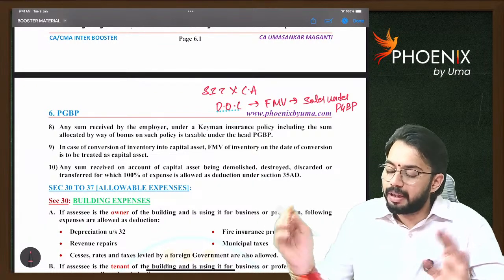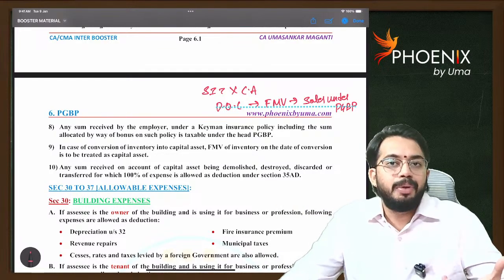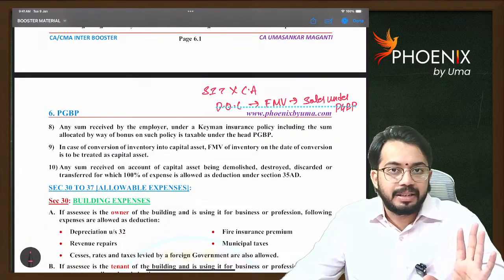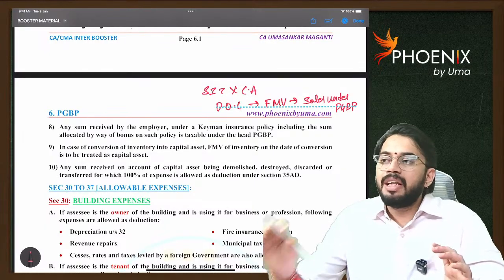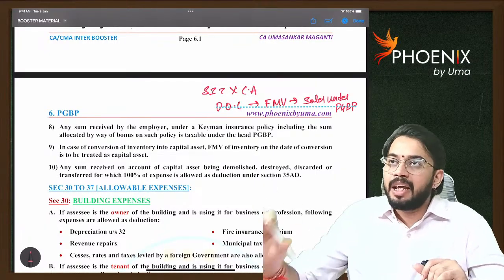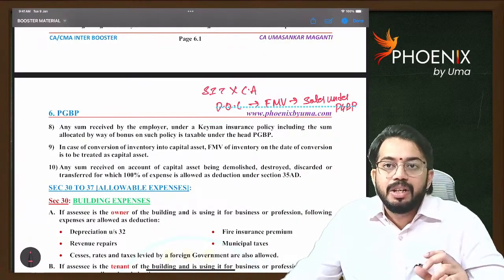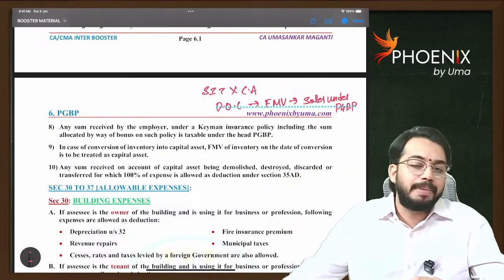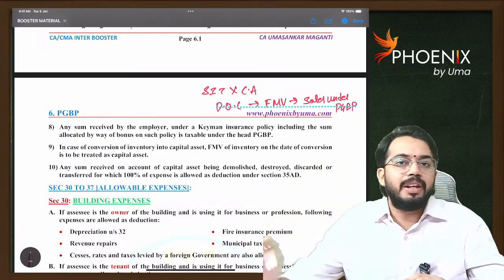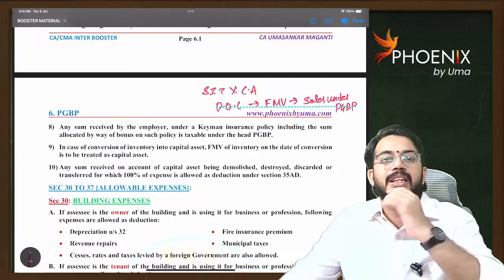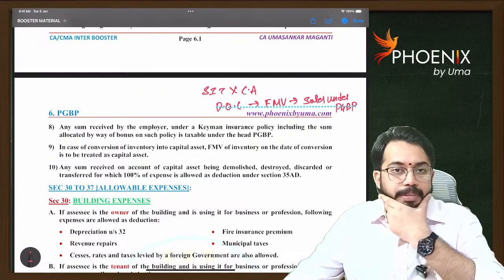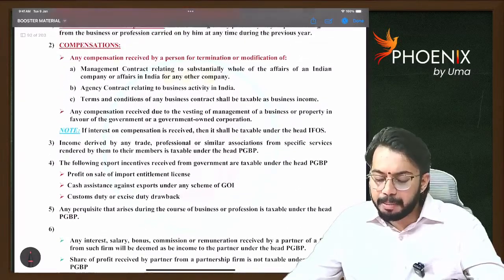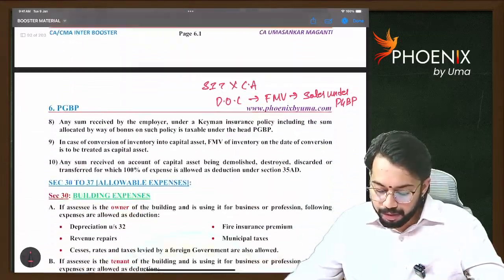So, for example, let's say I am doing AC business. My main business is buying and selling of ACs. Whatever AC is there in my stock in trade, I installed it in my office. So whenever I install an AC in my office, I am converting stock in trade into capital asset. On the date of conversion, the fair market value will be considered as sales amount under the head PGBP. Are you able to understand? So these are important points. Remaining points you can study on your own.